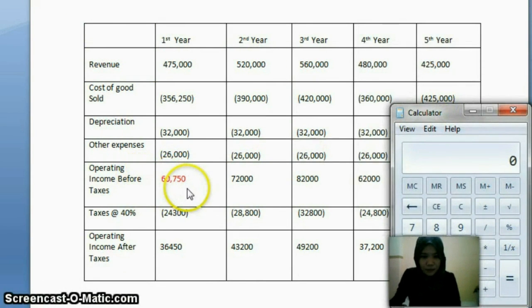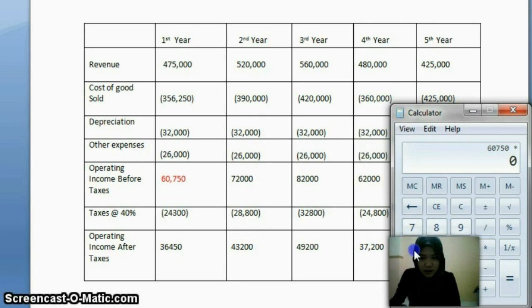How to get the operating income before taxes? You just take revenue, minus the cost of goods sold, and then you get the answer. You take revenue, minus 356250, and then you minus depreciation, and then you minus other expenses. You get the operating income before taxes, and then you multiply with 40%.